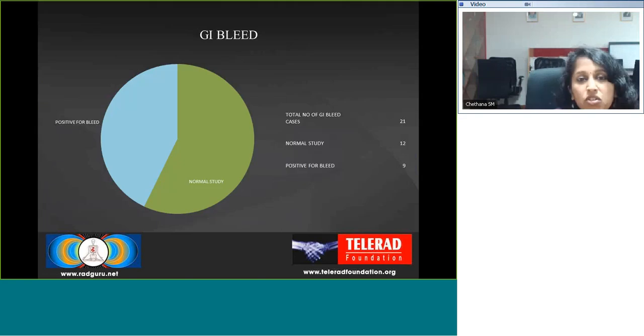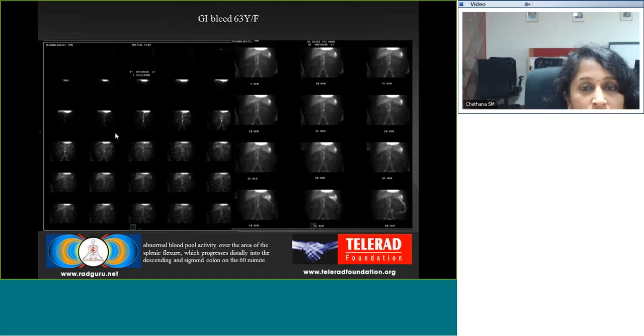Next, coming to the GI bleed. Majority of the cases turned out to be normal studies, and the remaining turned out to be positive for GI bleed. A 63-year-old female patient came with a history of anemia and abdominal pain.